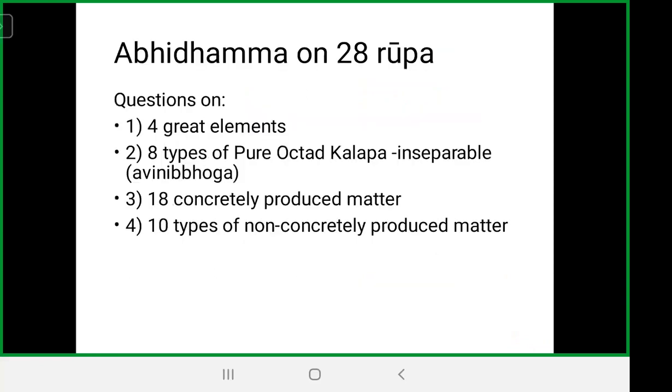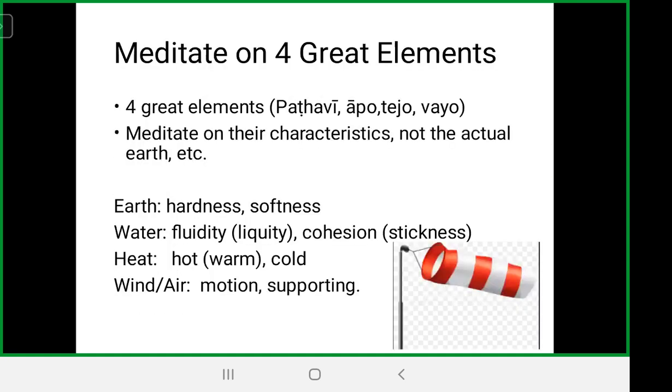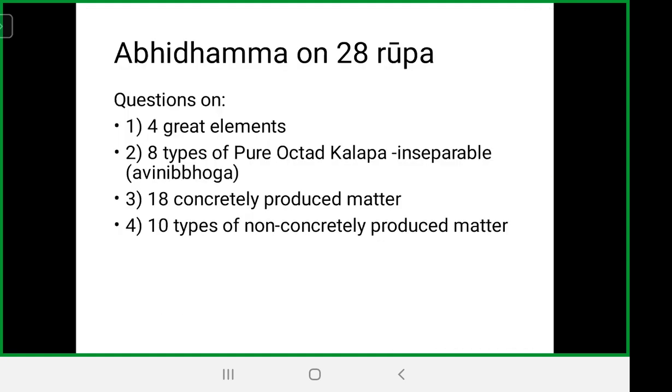Okay, now Sister Ong wants to know about the Abhidhamma, so I'm going to talk a little bit more about Abhidhamma. It's touch and go here, because Abhidhamma is a big topic. She wants to know about the four great elements. I will talk about how we should practice the four great elements, and the inseparable ones. What are the 18 concretely produced matter and 10 types of non-concretely produced matter?